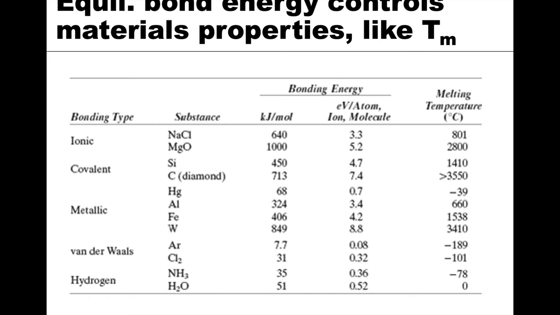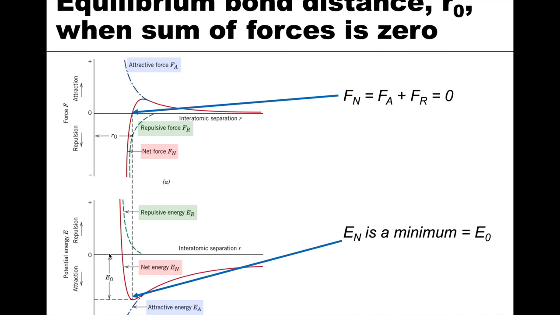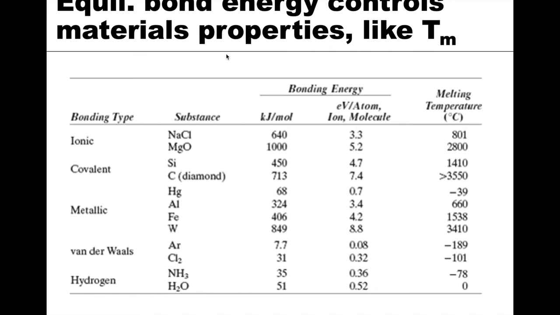All right, so that equilibrium bond energy, if we go back here, this E naught term, where that energy is the lowest, the most attractive in the negative area, that is the equilibrium bond energy. And that term controls a lot of material properties. The lower that is, the more negative, the more it affects the melting point of various materials. You don't see the negative here, but just assume that these are all negative.